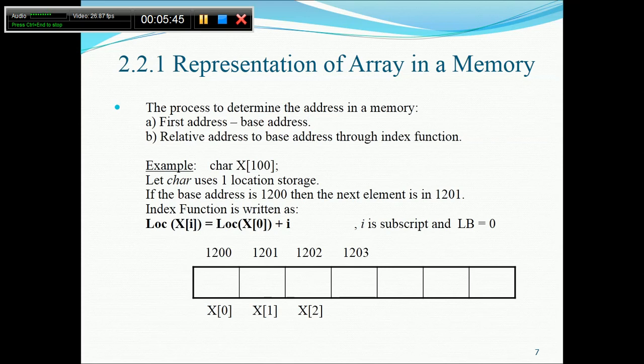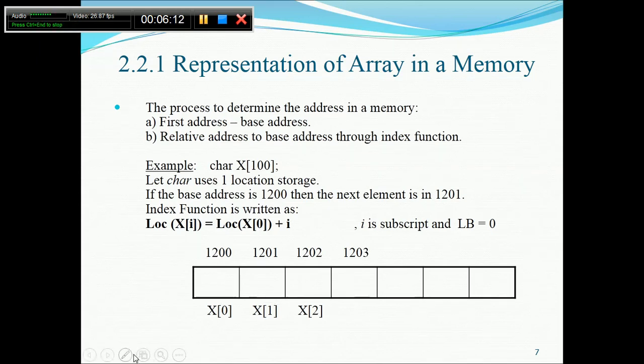Suppose I have a character array x of size 100. For a moment, let's just consider that a character uses one storage location. If the base storage is 1200, the next element would be 1201, the second element 1202, the third element 1203. The index function is written as location of x[i] equals location of x[0] plus i.